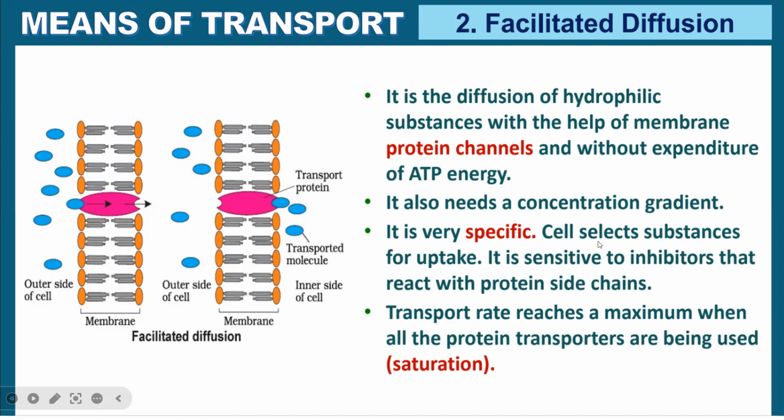They are specific. Cells select substance for uptake. It is sensitive to inhibitors that react with protein side chain. So it is sensitive to inhibitor. Okay. Transport rate reaches maximum when all the protein transporters are being used. When all transporters are being used, then the transport rate is maximum. Okay, so write first point. Only first point.